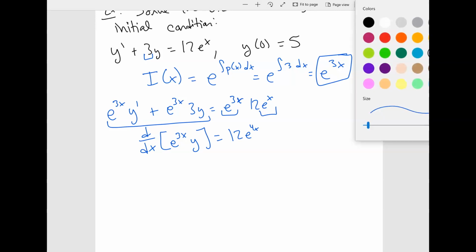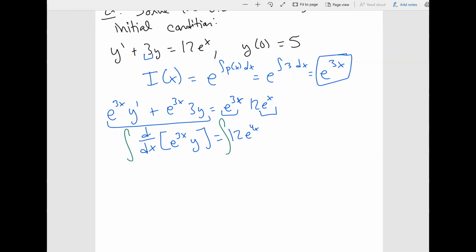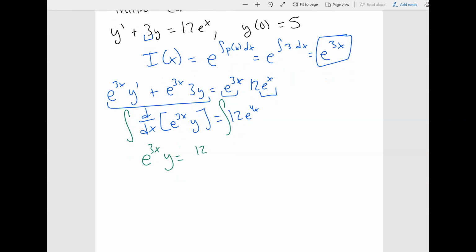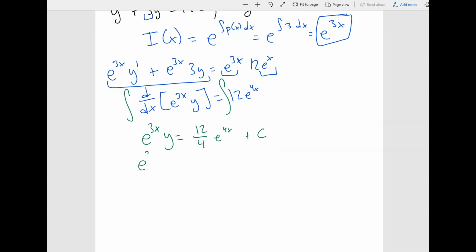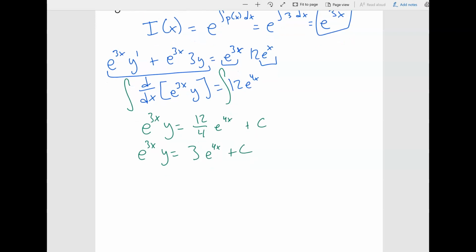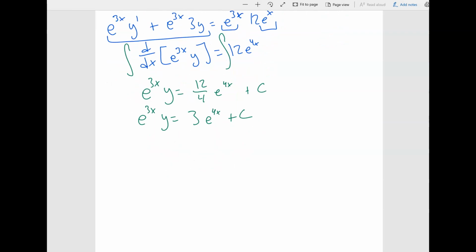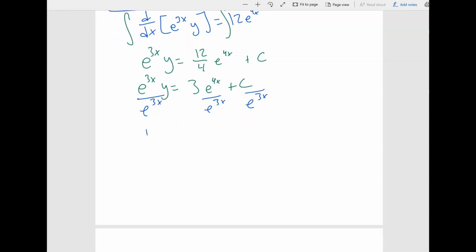Okay, so now what we want to do is take the integral of both sides. So I'm going to have e to the 3x y is equal to 12 over 4 e to the 4x plus c. So cleaning this up, you get 3 e to the 4x plus c. And then finally, we just want to solve for y. So we're going to divide by e to the 3x. So I'm left with y is equal to 3. This whole thing is just going to be e to the 1x. And this, if I move it to the top, it's going to be c e to the negative 3x.